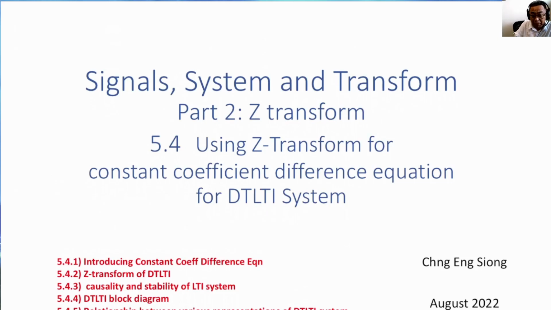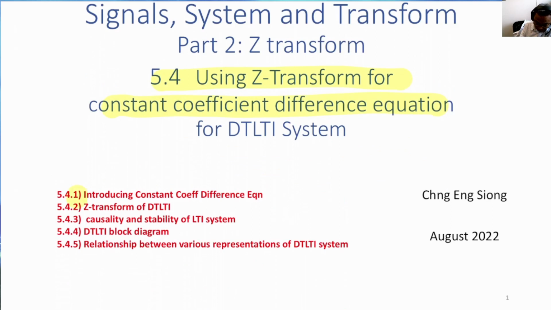This is chapter 5.4 of Z-Transform. In this chapter, we're going to focus on how to use the Z-Transform, and in particular, we're using the Z-Transform for constant coefficient difference equations to represent discrete-time linear time-invariant systems. These are the details of the subsections in this chapter.